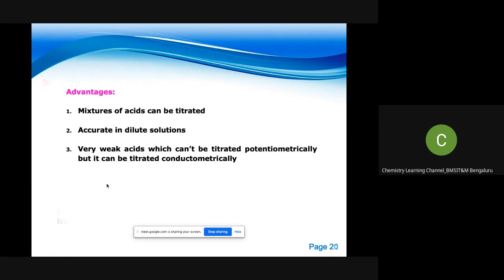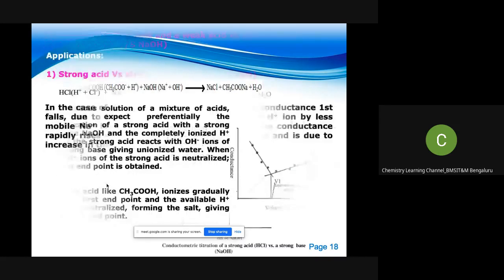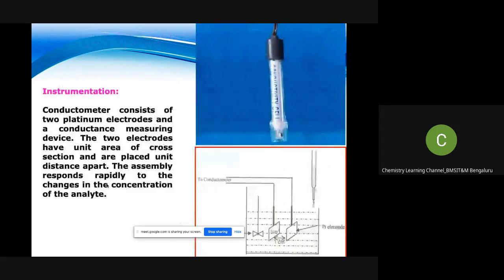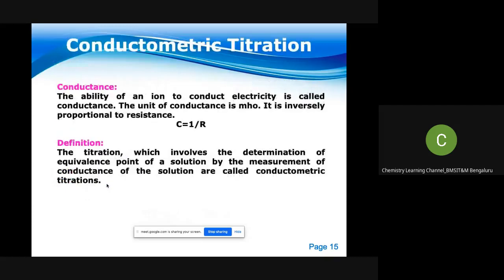Okay, so what all we saw today? What is conductance? It is the ability of an ion to conduct electricity. It is the reciprocal of resistance. So what is meant by conductometric titration? It means that we are going to measure the conductance of the solution through which we will get the equivalence point. So that is conductometric titration.